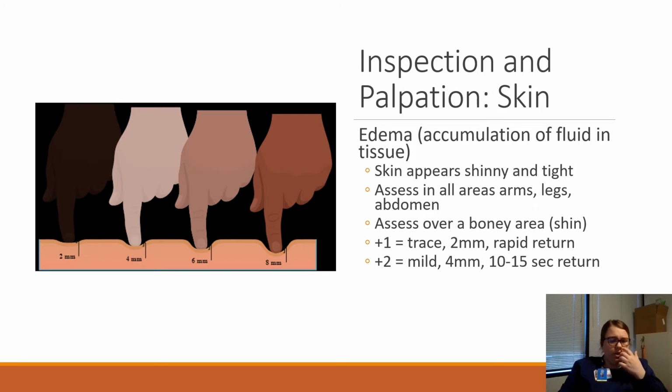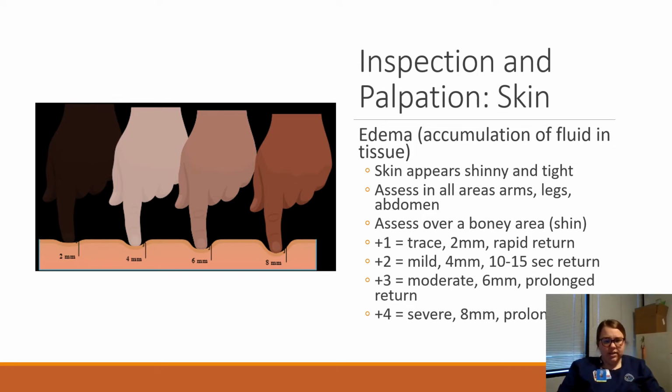So the way you chart it is a 1 through 4 scale. And if you look at the picture, they palpate down. Okay, you push down about 3 to 4 seconds. You release, and then you're going to take your hand and gently go over that area you just pushed, because now you can kind of feel if there's an indent. And it goes by 1+ is 2 millimeters. So there's a rapid return. 2+ is 4 millimeters. It takes about 10 to 15 seconds to return. 3+ is 6 millimeters, and 4+ is severe. That's 8 millimeters.